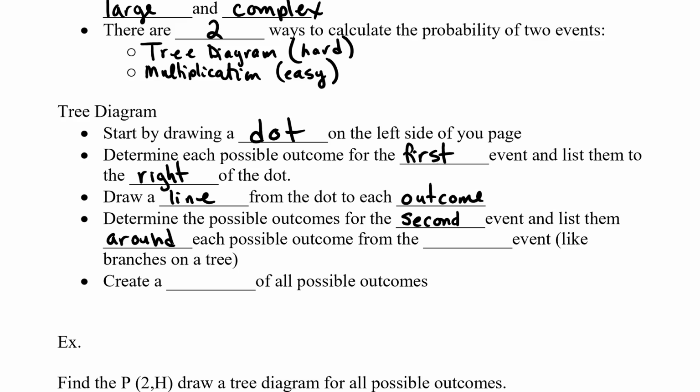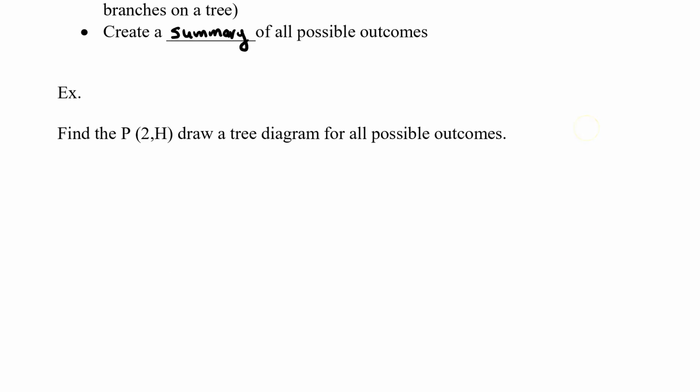From the first event, like branches from a tree. Then what you want to do is create a summary of all possible outcomes. So let's find the probability of rolling a 2 on a die and getting heads tossing a coin.